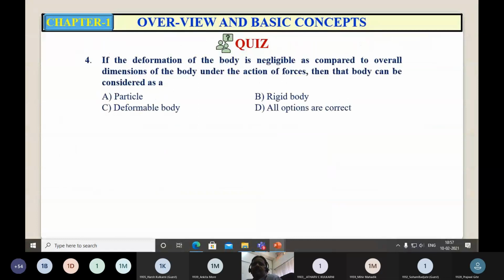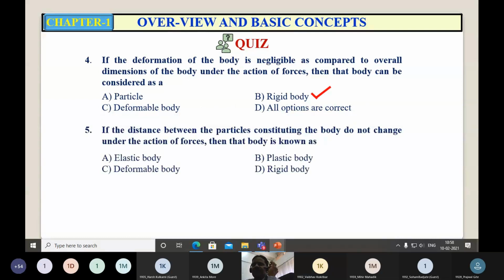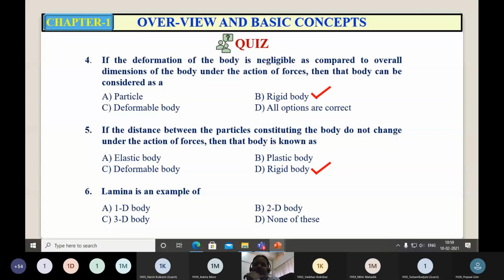Next, if the deformation of the body is negligible as compared to the overall dimensions of the body under the action of forces, then that body can be considered as rigid. If the distance between the particles constituting the body does not change under the action of forces, then that body is known as a rigid body. Then lamina is an example of a two-dimensional body.